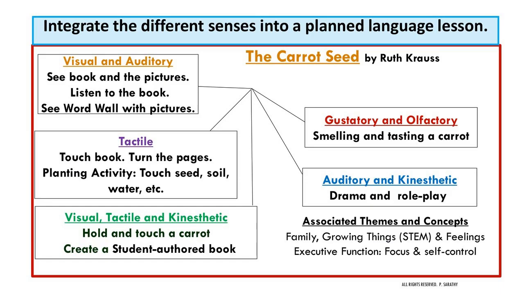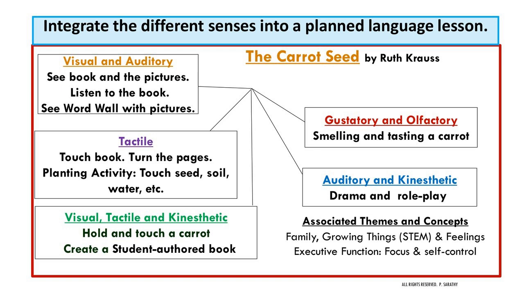This is The Carrot Seed, a story. It's a preschool story, but it can be used in the kindergarten setting too. The Carrot Seed by Ruth Krauss. And you can integrate the different senses into this planned language lesson, and that is appealing to all students, not just the student with significant needs. They can see the book, they can see the pictures, they can listen to the book. You can have it programmed into a device. You can create a word wall, and you can attach objects. So the key words you can take.